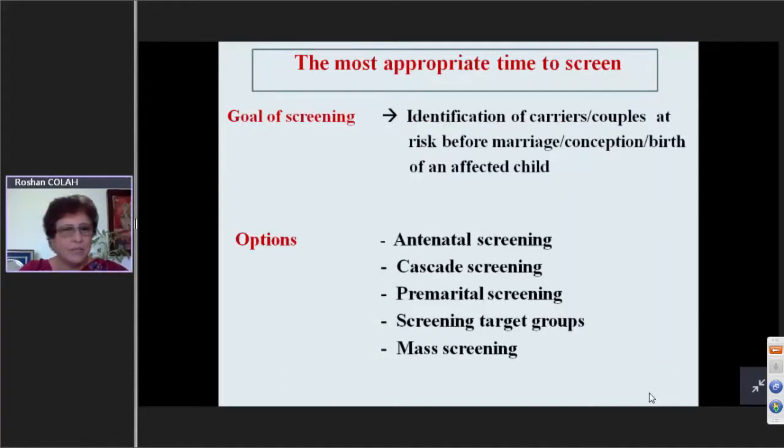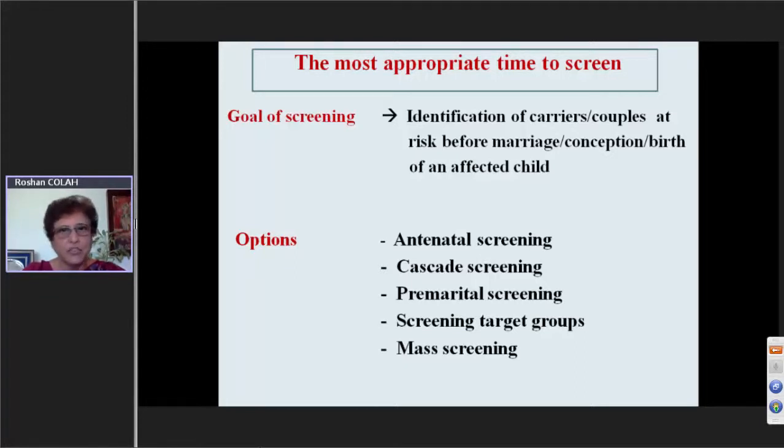Now, which is the best time to screen to identify these carriers? The ultimate goal of screening is to identify carriers or couples at risk, either before they get married, or before conception, or before they already land up with an affected child. And there are several ways in which this can be done. One of the easiest ways would be to do it in the antenatal clinic where pregnant women come. Majority of them come now, apart from the few who would still have home deliveries.